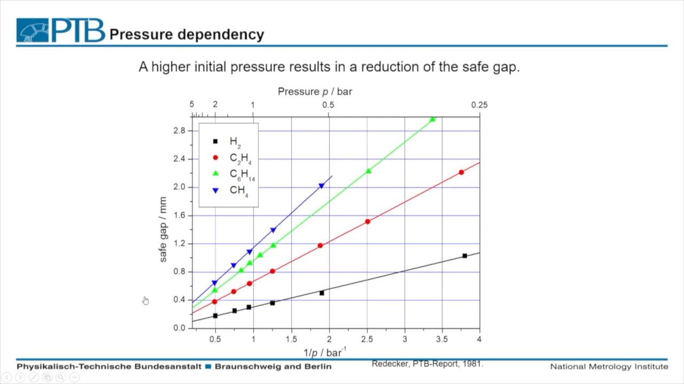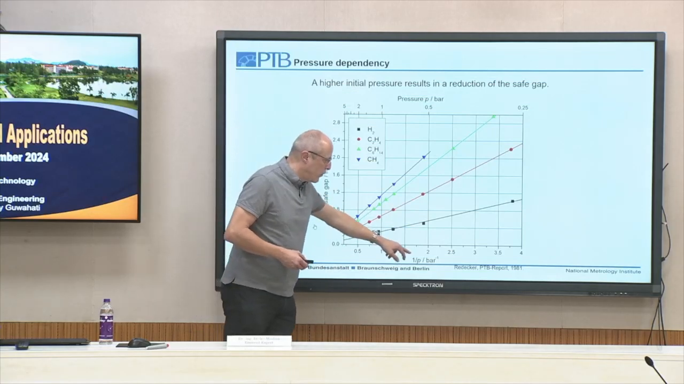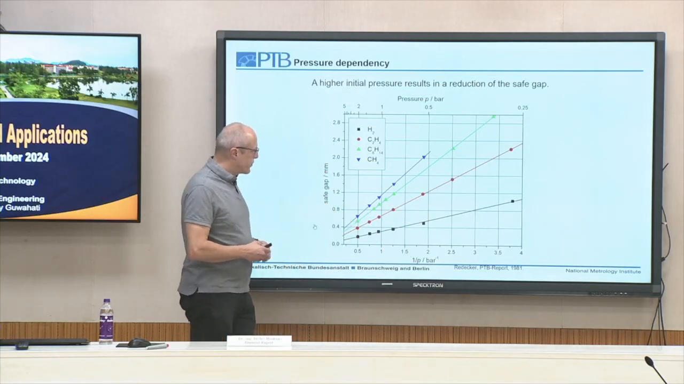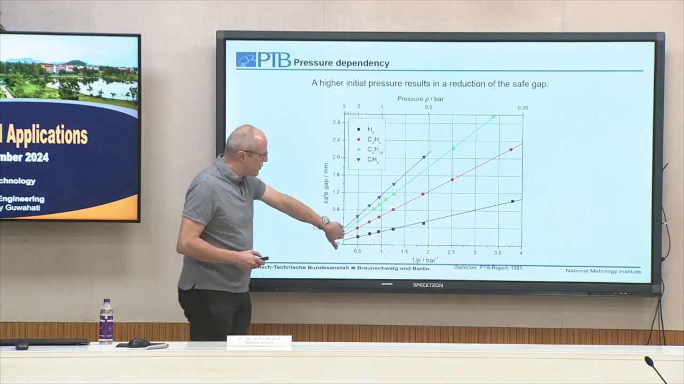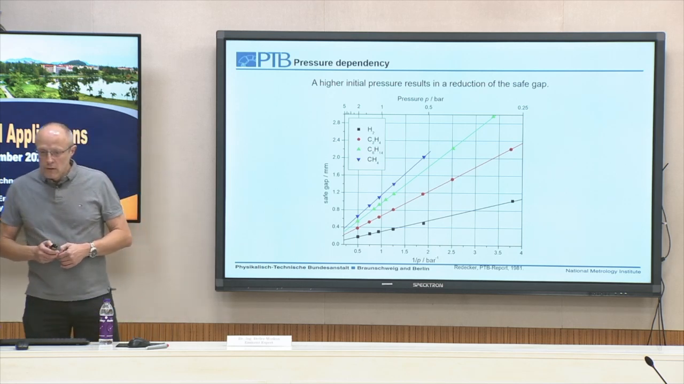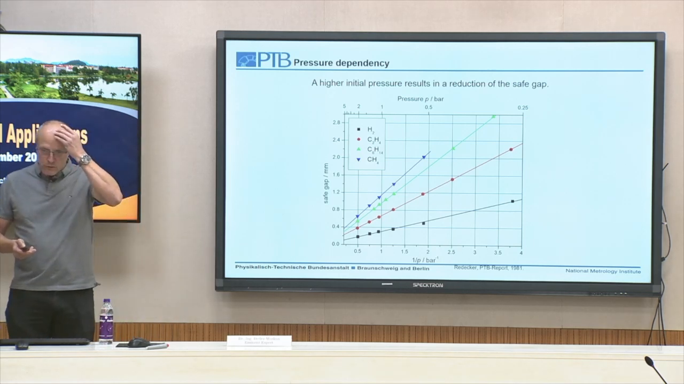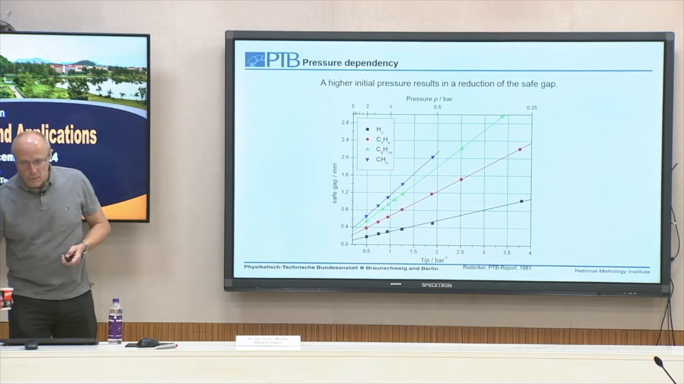If we increase the pressure, we also reduce the experimental safe gap, so it's more or less a linear correlation here. Here is 1 over P. So higher pressure means a smaller experimental safe gap. So this is of course an issue if you have to consider safety assessment for your equipment.